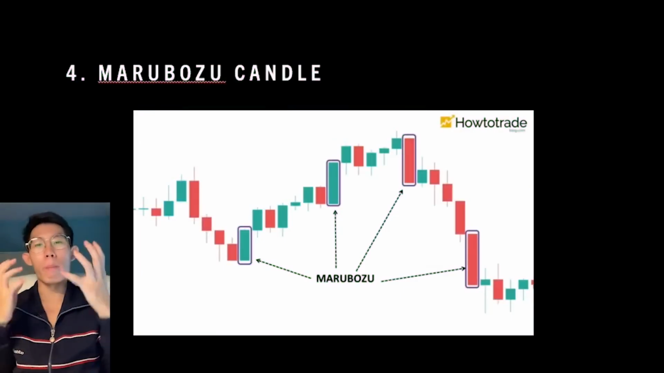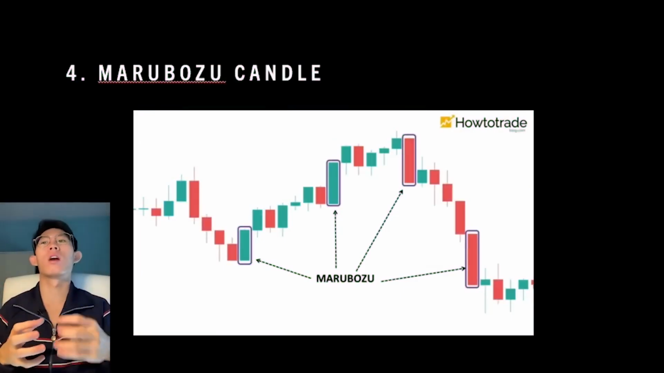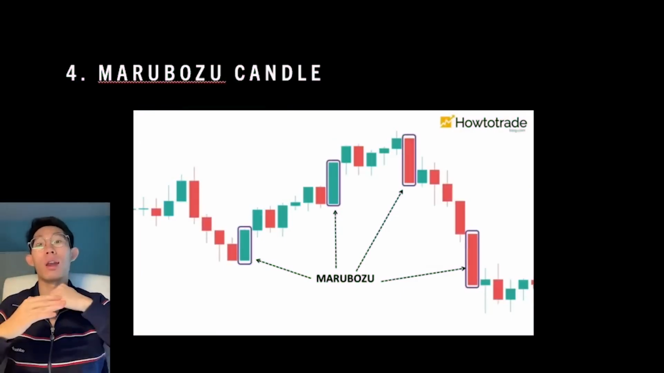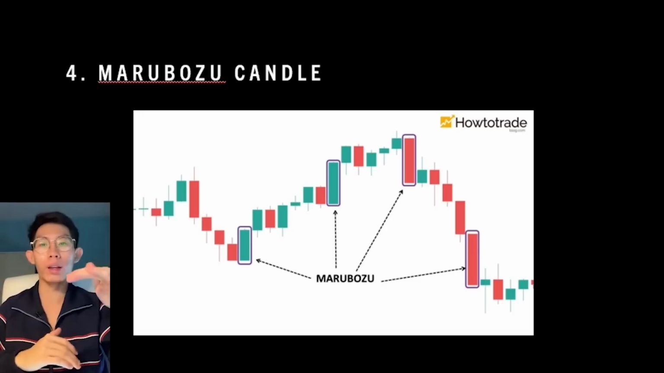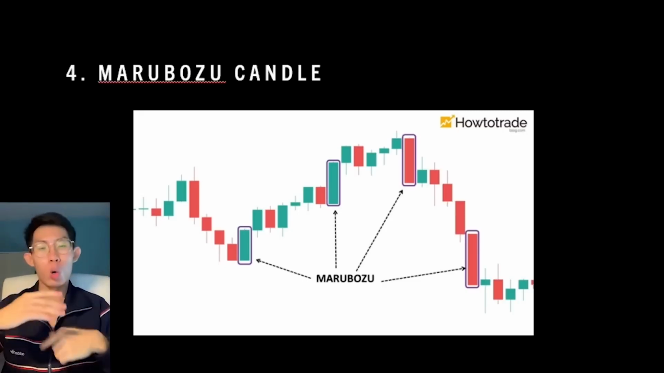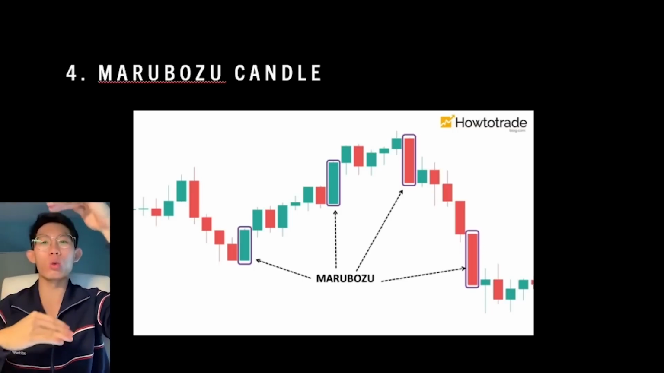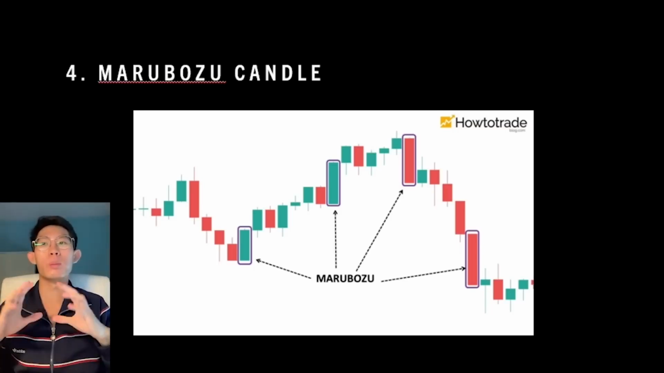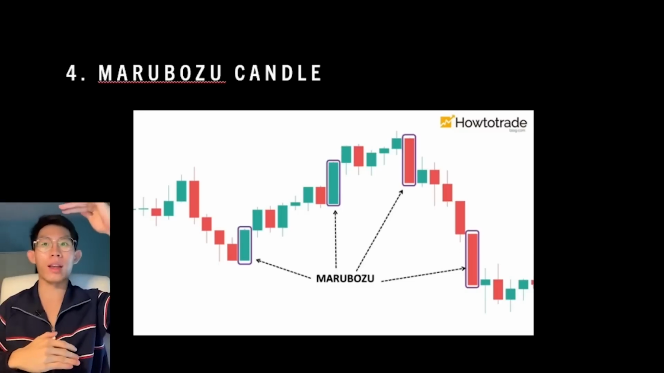Number 4 is your Marubozu candlestick. Alright, a Marubozu is basically a long candlestick with no wick, so it doesn't have the upper and lower wick at all. It is just one huge candlestick body. It basically looks like a vertical rectangle.